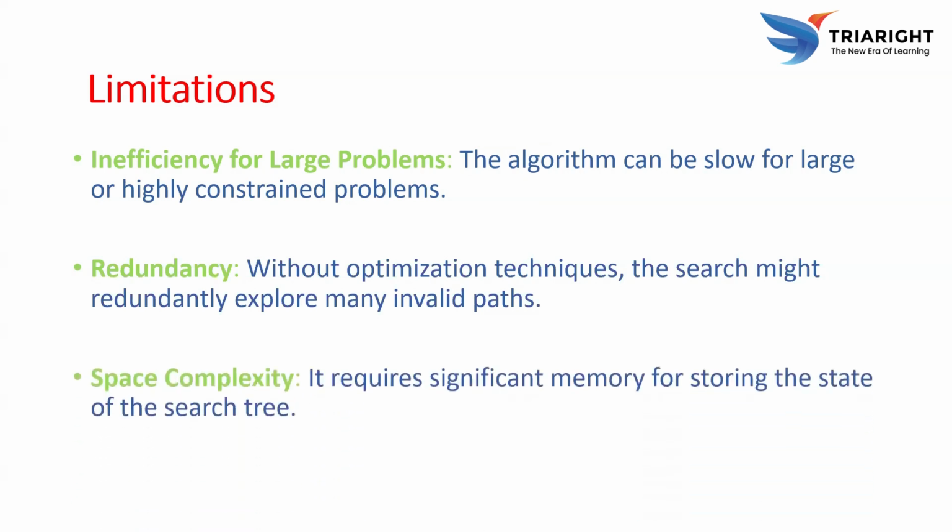Next is space complexity. It requires significant memory for storing the state of the search tree, right? Backtracking is inherently a depth-first search, and a recursive implementation uses the call stack as implicit storage for the path from the root of the search tree to the current node. It stores the assignments made to all variables up to the current depth. For problems with a large number of variables, the depth of the recursion can be substantial, leading to a deep call stack. Each stack frame consumes memory.